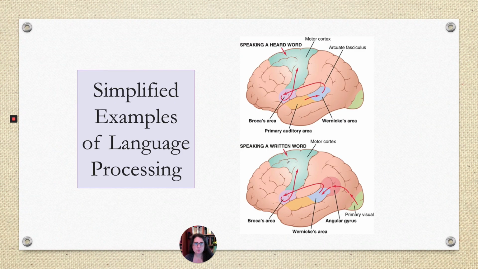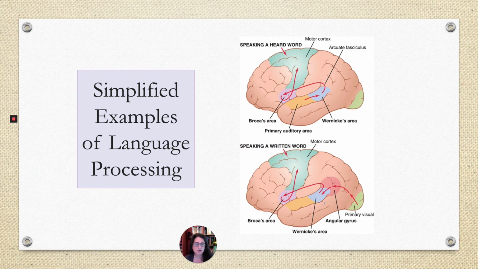Here we have some simplified examples of language processing. On the top is what it looks like if someone were asked to repeat a word spoken to them. They'd hear the word and it'd be processed in the temporal lobe. Then it would go to Wernicke's to understand what the word means, then to Broca's area to plan the mouth and tongue and how they're going to say it, and then to the motor cortex to actually initiate the output. That's in order to speak a heard word.